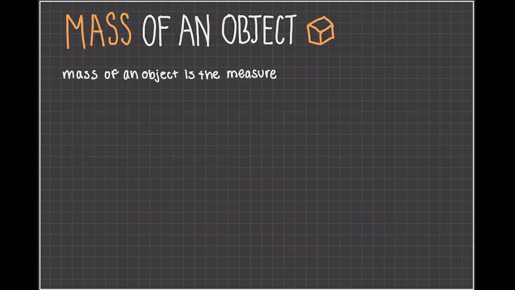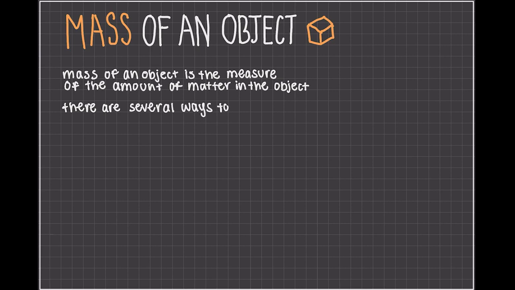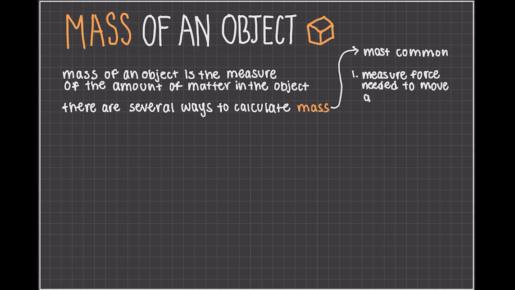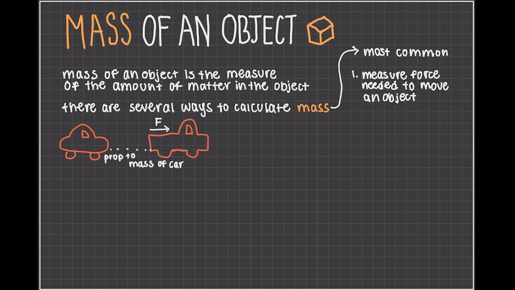Now that we know what matter is and the states it can reside in, we can talk about mass. Mass of an object is the measure of the amount of matter within the object, and there are several ways we can calculate it. The first most common way is to measure the force needed to move the object. Think of a car stranded on the side of a road and a tow truck. Now, the force required for the tow truck to pull the car is going to be proportional to the mass of the car.